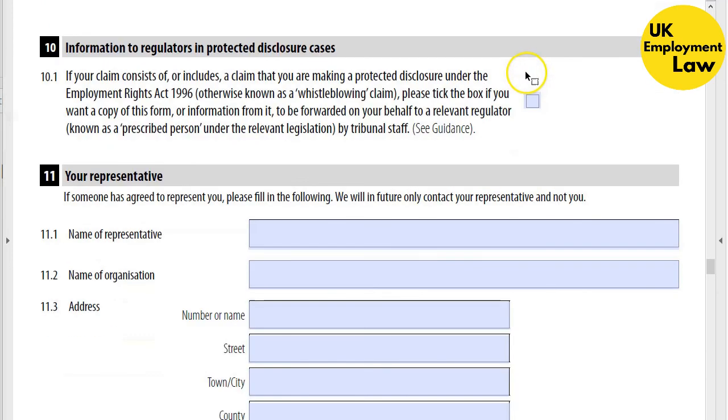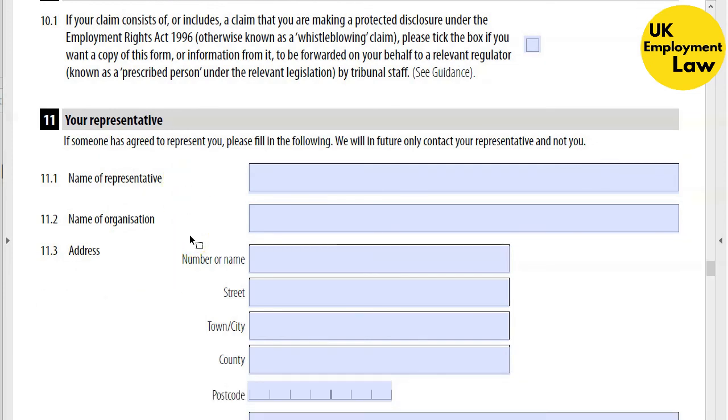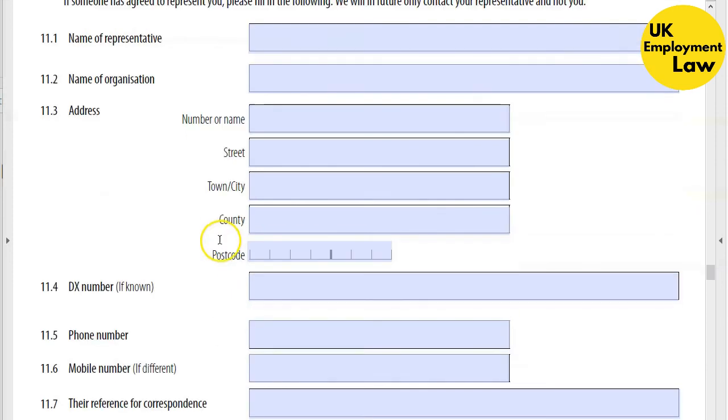Now let's look at section 10. This is if you have made a whistleblowing claim and wish to send a copy of your claim form to the relevant regulator, then you can tick this box. Almost always when the claimant makes a whistleblowing claim, they tick this box. Section 11 is about the representative. If you are being represented by an employment consultant, solicitor or barrister, the details will be put here.